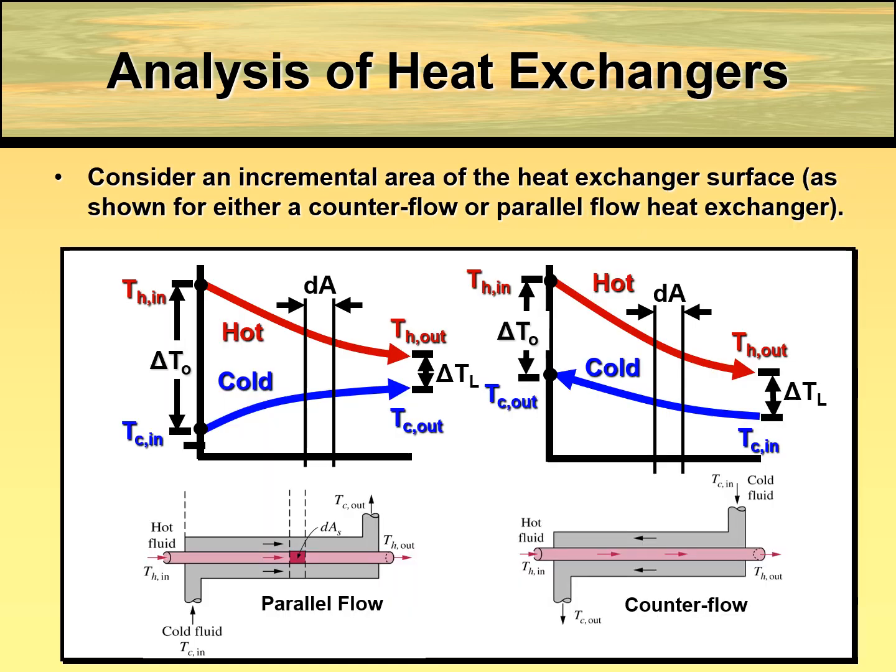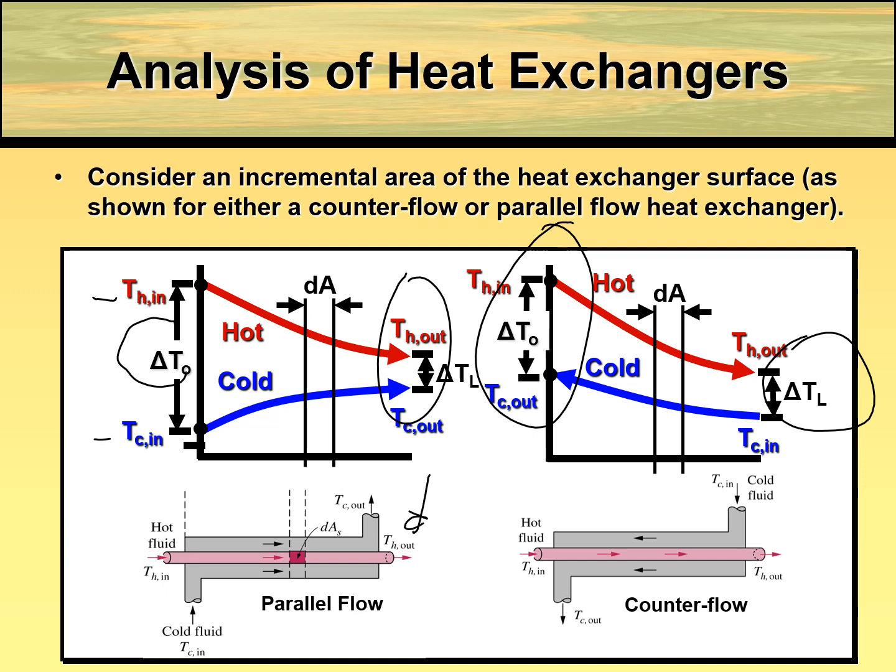If we differentiate between the parallel flow and the counter flow, delta T0 is the difference between T_H,in and T_C,in, and this is delta T_L. Delta T_L is the difference at the outlet, and delta T0 is the difference at the inlet. This is given by the schematic for the concentric tube, for the parallel flow and for the counter flow.